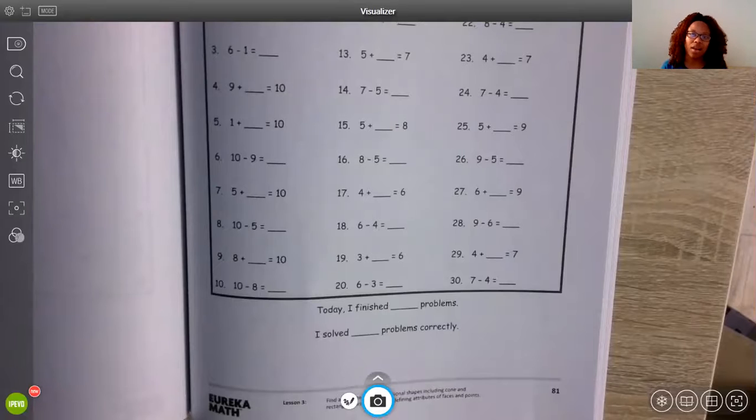All right, now we are going to move into our application problem. So you can flip your paper over or you can go grab a new sheet of paper.